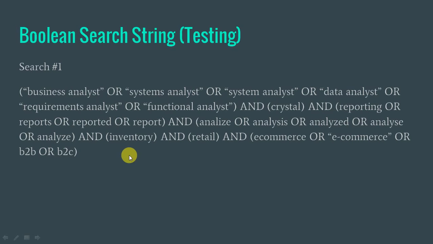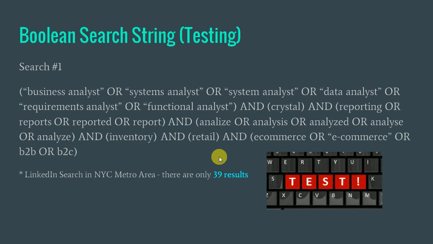With this search string, we only get like 39 results. A very, very few. But this is actually a good result when you do calibration, because it has the right terms, the exact terms or keywords that the client would like to see. This is an example in the New York City metro area only, so it is only 39 results. So this is test number 1.